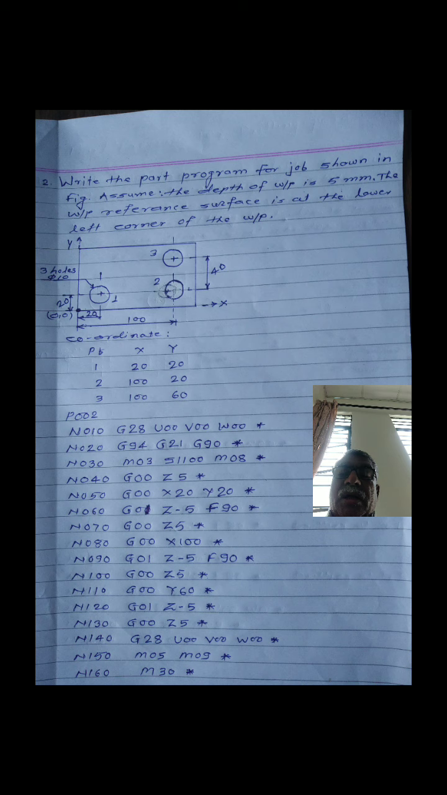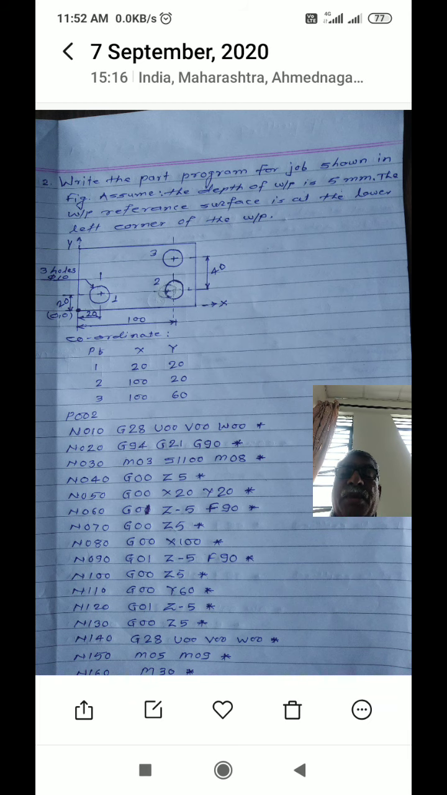Therefore, in block number N040, G00, Z5, tool is above the workpiece surface with 5 mm distance. And next block N050, G00, X20, Y20. These are the coordinates of point 1, X20 and Y20. Your tool is at point 1, that is the center point of the hole, above the workpiece surface with 5 mm distance. Okay, means your tool has reached point 1.